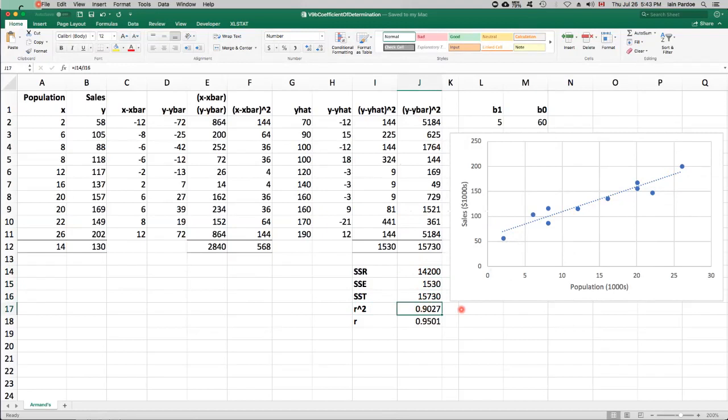So that would be one extreme. R squared is 1 if the points are exactly along a line.